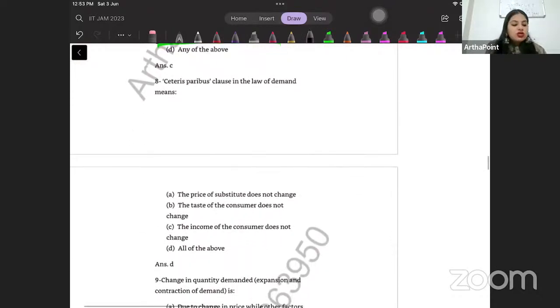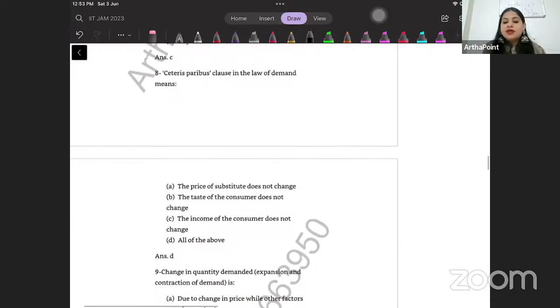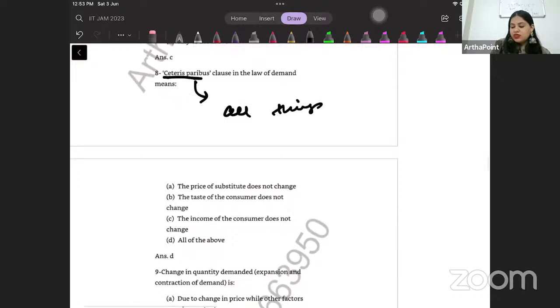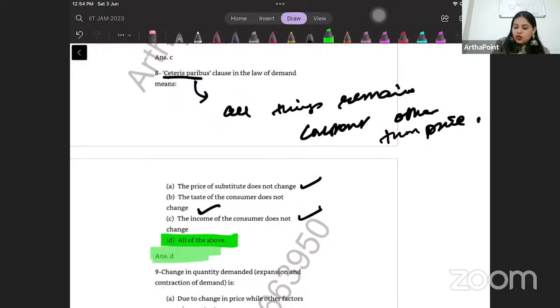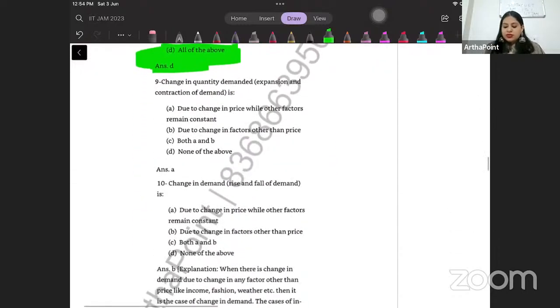Ceteris paribus clause in the law of demand means. Ceteris paribus क्या होता है बेटा? All things remaining constant other than price. मतलब price of substitute should remain the same, taste should remain the same, income should remain the same. So this is correct, this is correct, this is correct. So which means answer will be all of the above. D. Okay, beta, come to the next question.